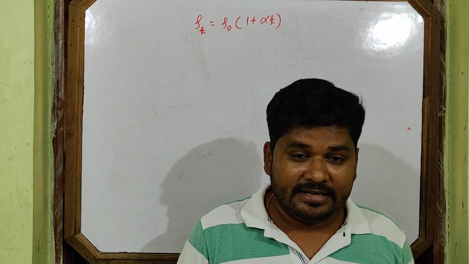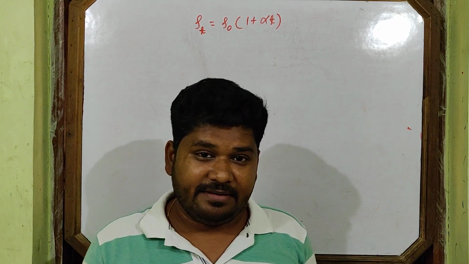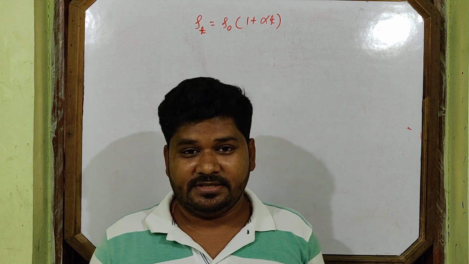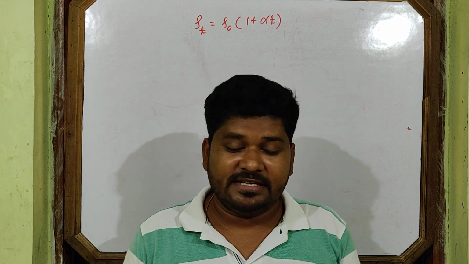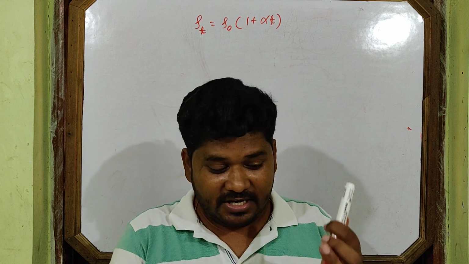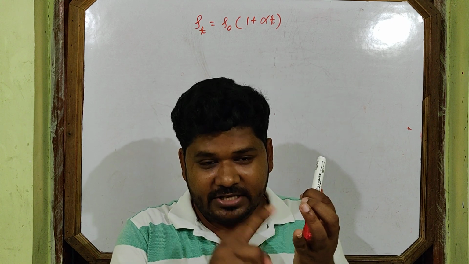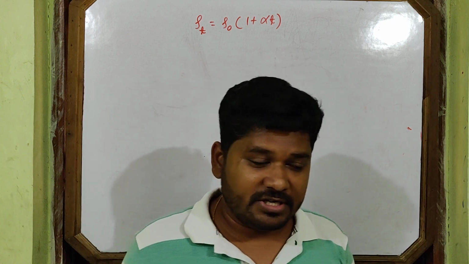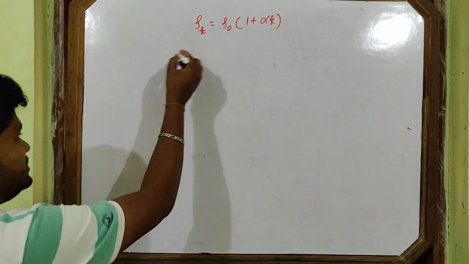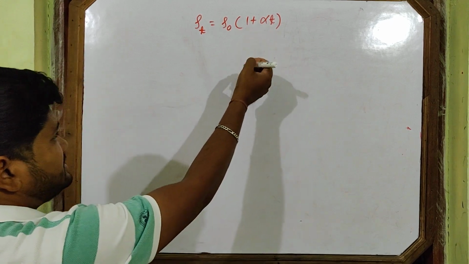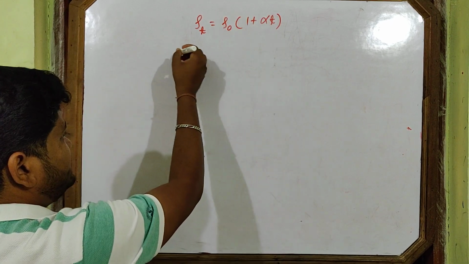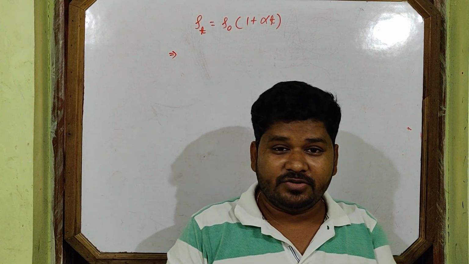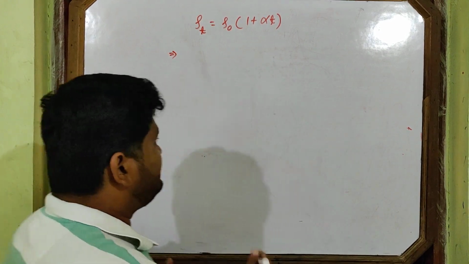But this formula is the same, while the behavior is different according to the substances. We know our substances are classified in 3 types: conductor, semiconductor, insulator. So let's first discuss conductor. But before that, let's find the definition of alpha. This is the constant, the temperature coefficient of resistivity I told you.